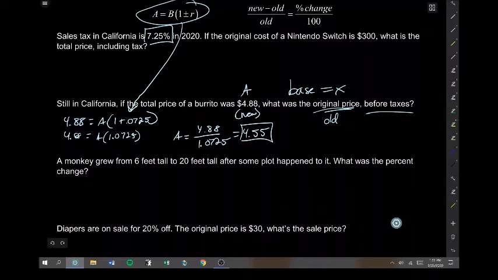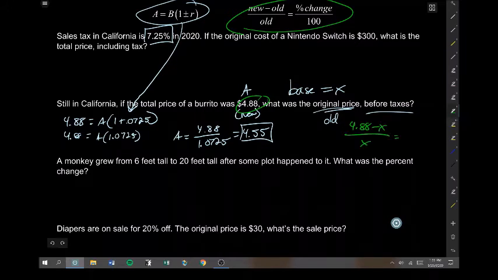If you wanted to set this up in the percent proportion, I'm going to set it up this way now. It's new minus old, but we don't know what the old is, equals percent change, which is 7.25 divided by 100. Now this has two x's in it, so the solving is even a little bit more complex. We've been talking about solving problems in class lately, so I don't know if I need to go over this whole thing. When I cross multiply, I get 100 times 4.88 minus x, and then I cross multiply here and I get 7.25x.